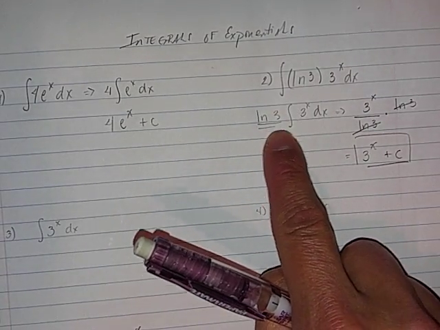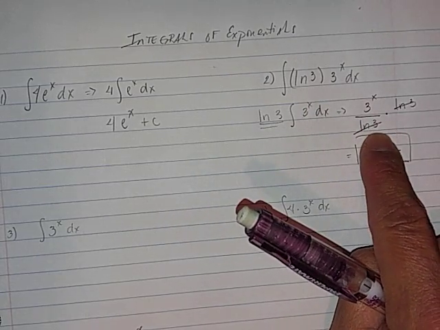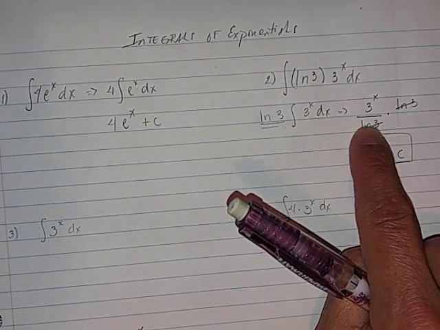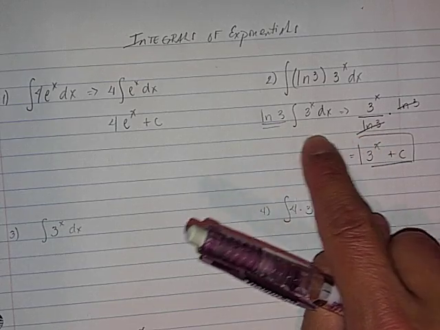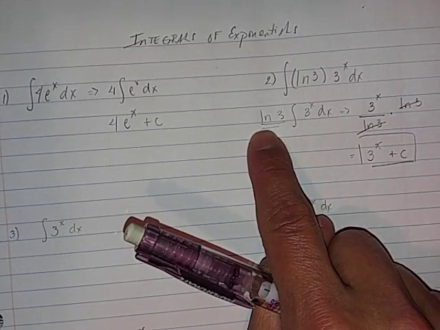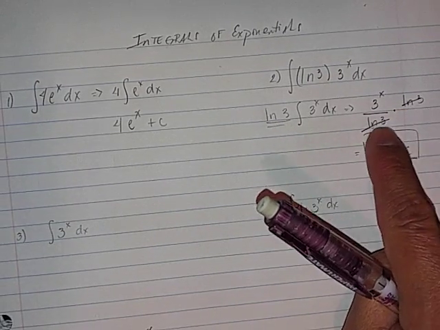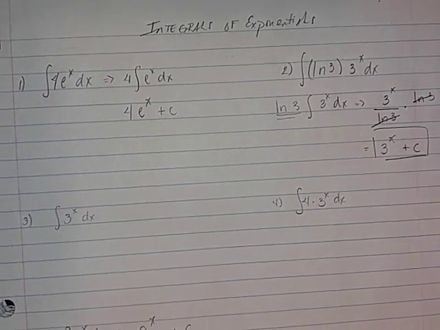This one, we just pulled it out. 3 to the x, instead of multiplying, we're dividing by the ln of the base. And then we have the ln of 3 over here. That simplifies out. We're just left with 3 to the x.